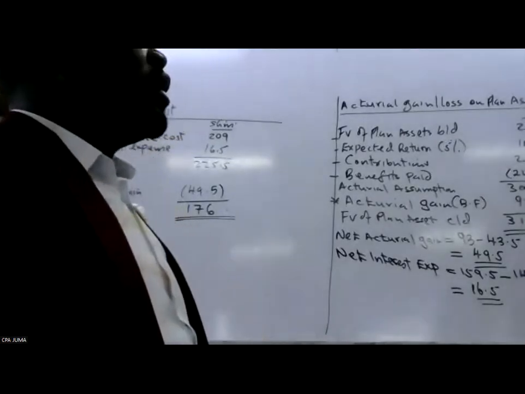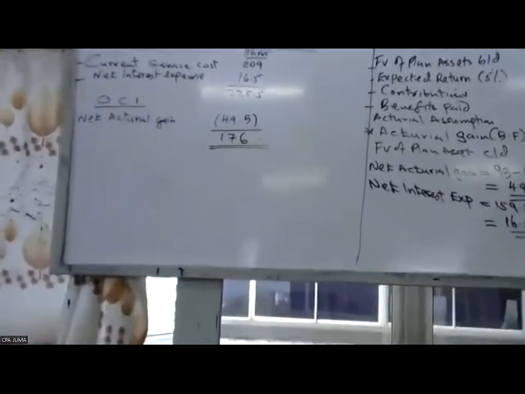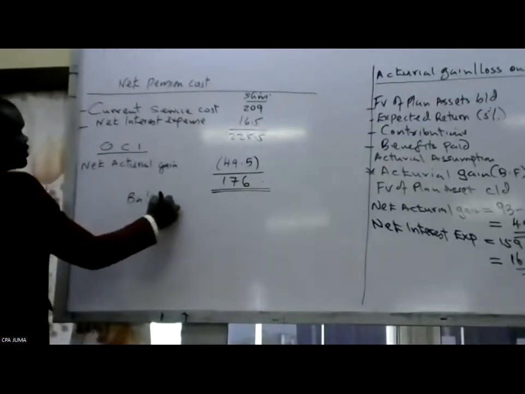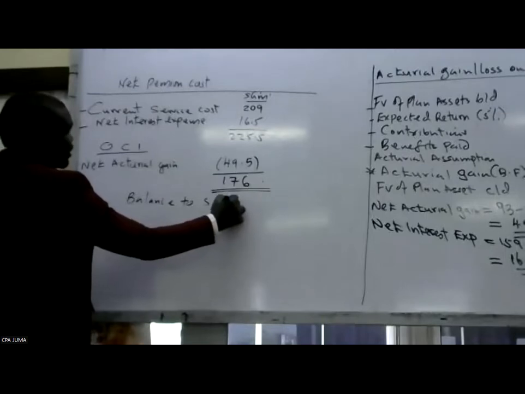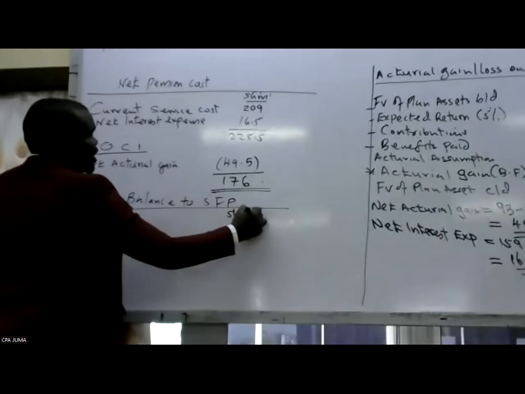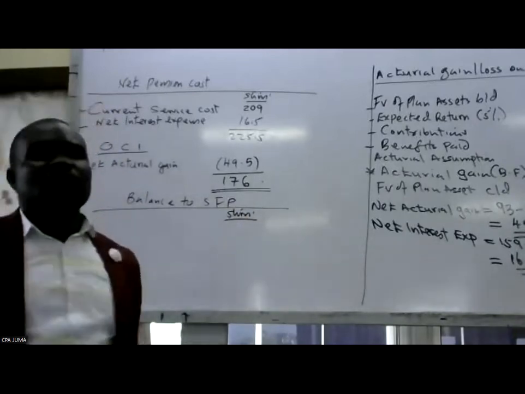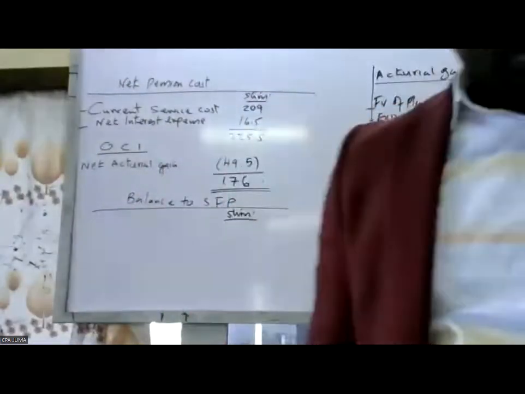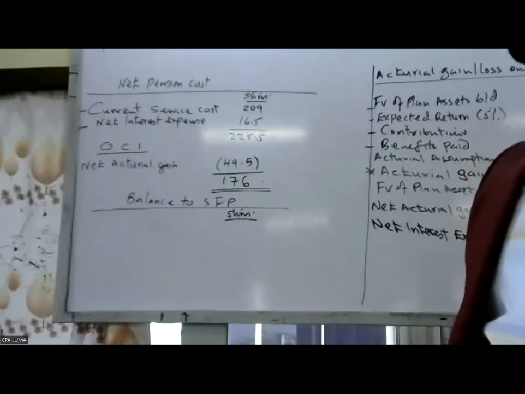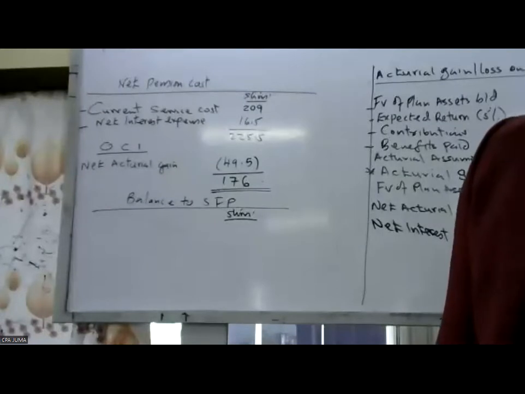All right, then let's check the balances to reflect in the balance sheet. So balances to the statement of financial position. So right there, fair value of plan assets carried down.